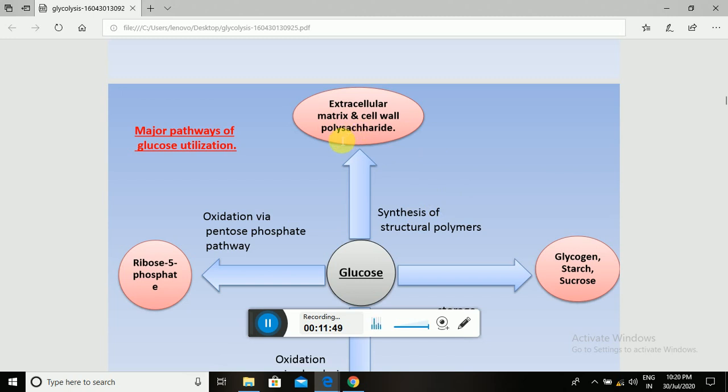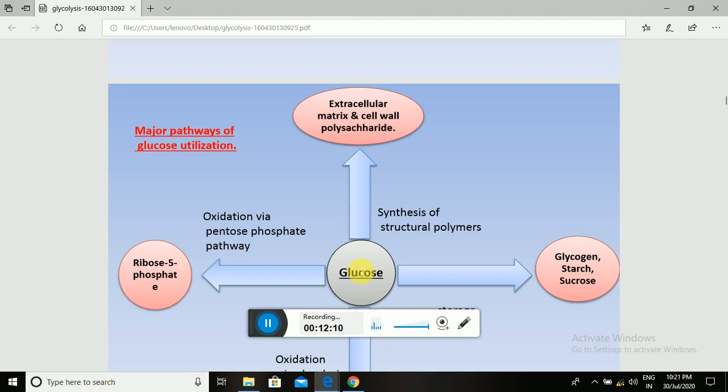The extracellular matrix and cell wall polysaccharides are mostly structural polysaccharides, or carbohydrates involved in the cell wall. These are structural polysaccharides. In the case of bacteria, the slime layer and capsule are made up of heteropolysaccharides. So it is also one of the fates of glucose.